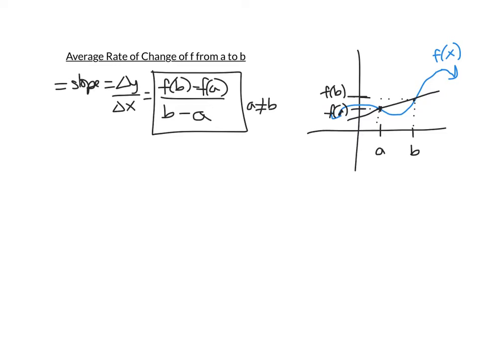So one thing that I do want to mention is that this line right here is what we call our secant line. We're going to talk a little bit more about our secant line in a few minutes, but right now let's do a few examples with average rate of change.